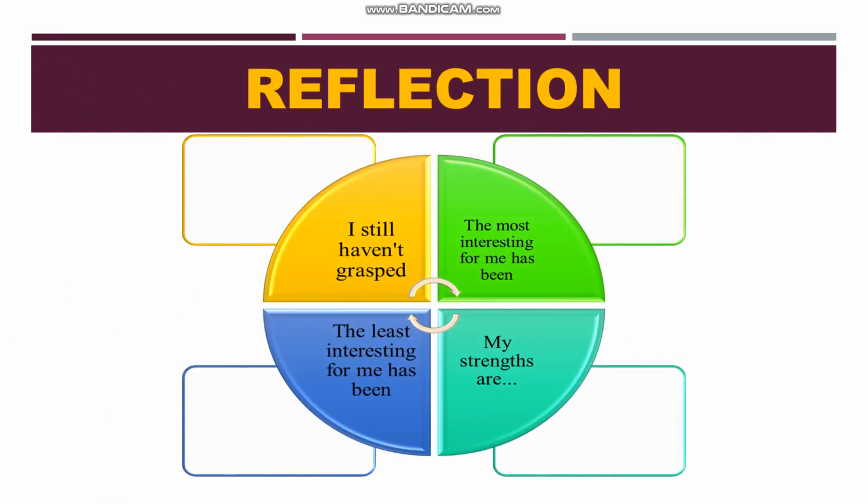Well, pupils, let's reflect on our today's lesson. You must fill in this chart with a few words. In the first column, you will write about what you haven't understood from today's lesson. In the second column, you will write what was the most interesting for you. In the third one, you will write about what was the least interesting for you. And in the last one, about your strengths.